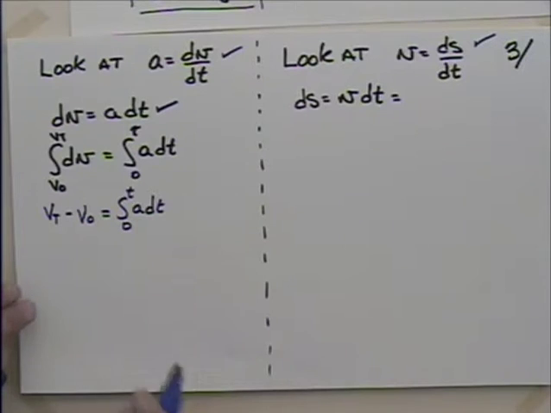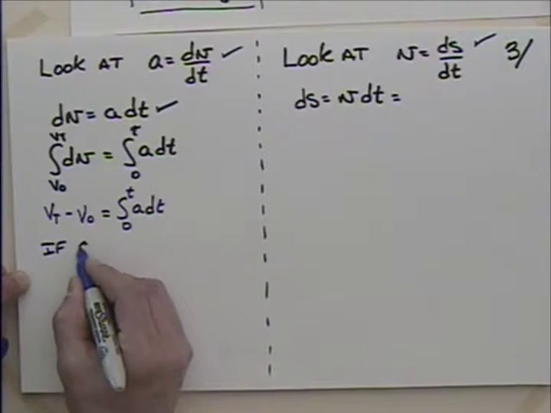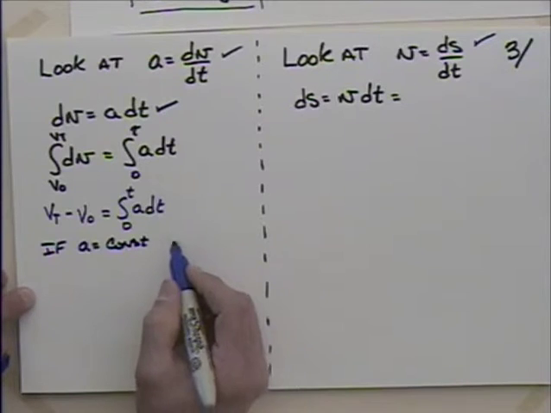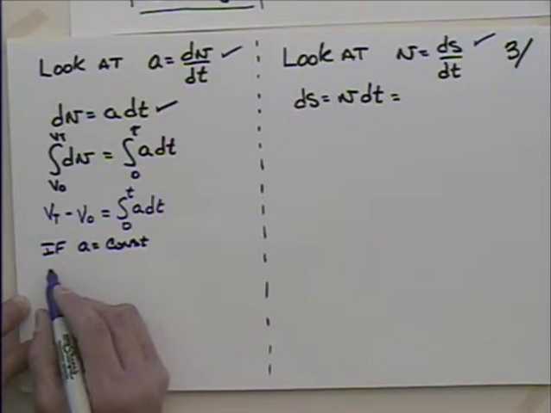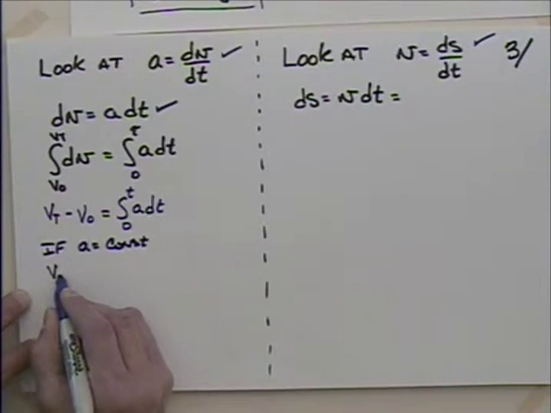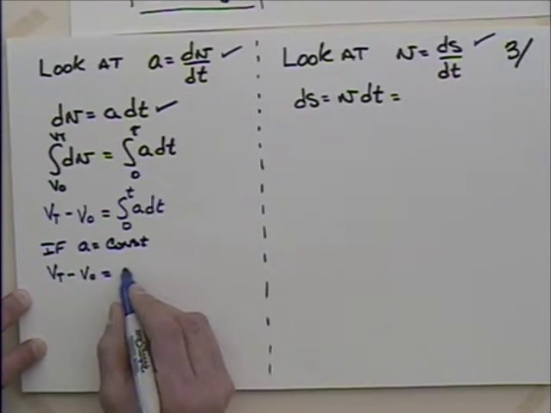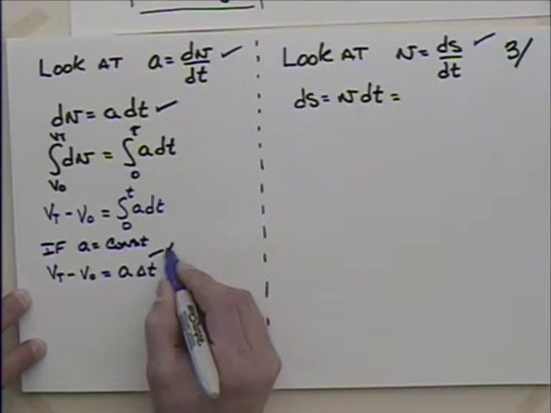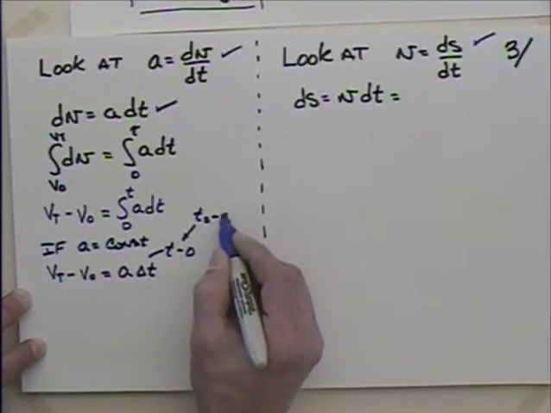So what we could do then is make a concession that if a is equal to a constant, I can bring it out of the integral, right? So that allows me then to say that v sub t minus v naught is equal to a, essentially delta t, where delta t would be t minus 0, or maybe in a little more general form, t2 minus t1.